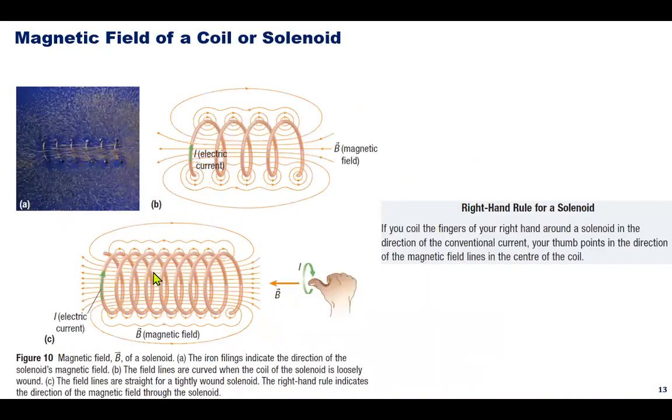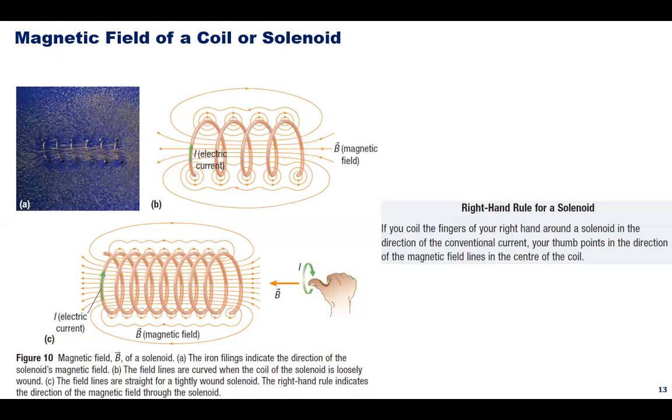All right, next, let's have a look at the magnetic field of a coil or solenoid. A solenoid is a conducting wire wound into a coil. The magnetic field of a solenoid is composed of the combined fields of all its loops. The field is strongest inside the coil because the field lines are closer together. The more tightly you wind the coil, the straighter and closer the field lines become. When the solenoid is loosely wound, field lines within the coil are curved.